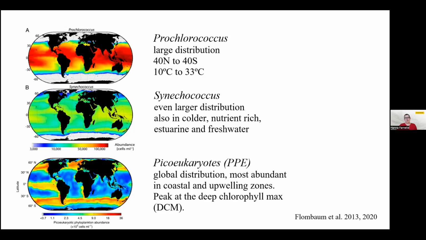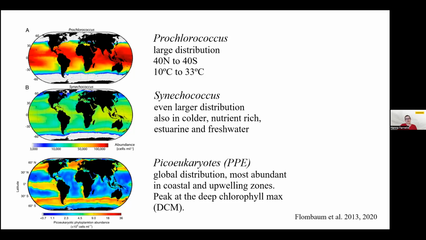It has a wide geographic distribution, but it really is limited to around 40 degrees north and 40 degrees south. And that is because it has a temperature optimum between 10 and 33 degrees Celsius. So this is really what determines the distribution of Prochlorococcus.